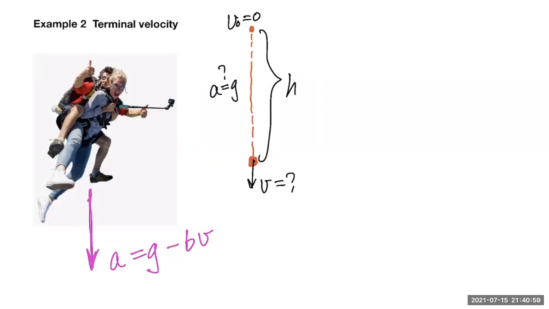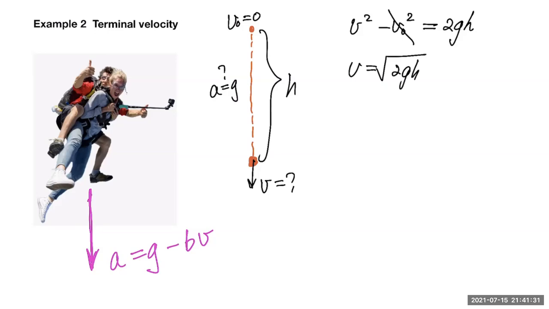V naught, h, a, you want to find v. There is no t, there is no time involved. What's the best formula to use? Well, one of these four formulas without t in it is v final squared minus v initial squared equals 2a delta x. And a is g in this case, and delta x is h in this case. So cross out v initial, because that's very close to 0. We can assume that safely. So v equals the square root of 2gh. That's how fast the raindrop will be falling after going down distance h in a free fall.